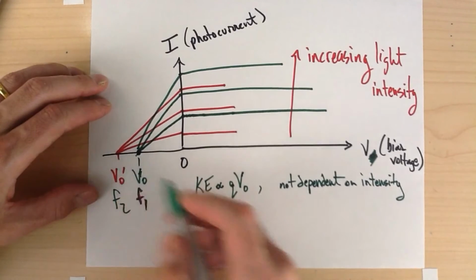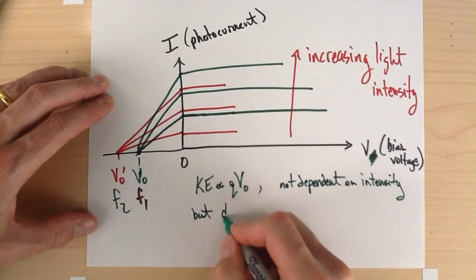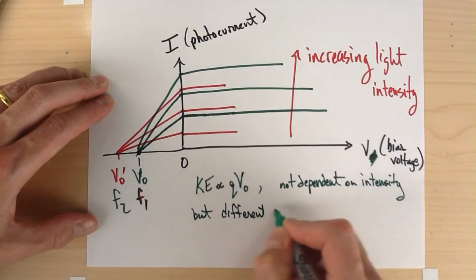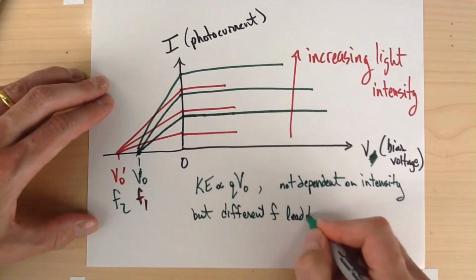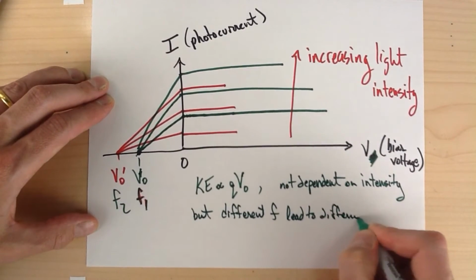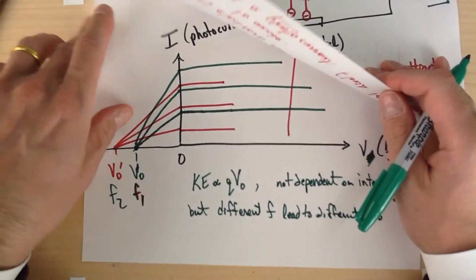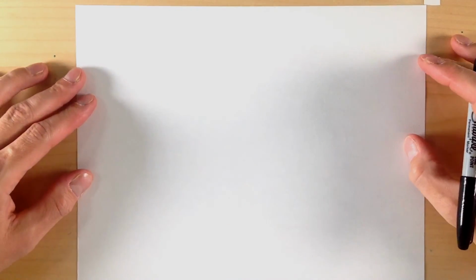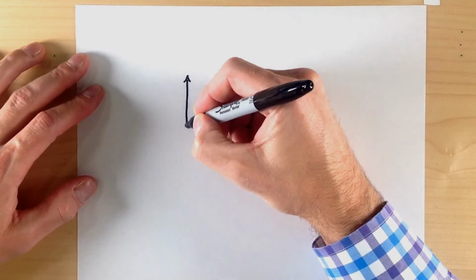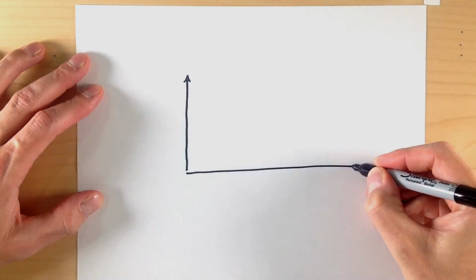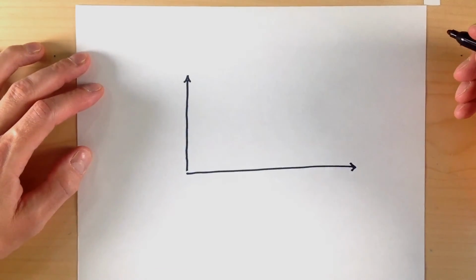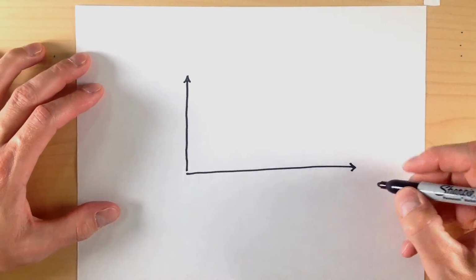But if we change the frequency, we get different bias voltages. All right, we've covered a lot of ground, but I'm coming in for a landing, so stay with me. So what does this all mean? How do we put this all together? Well, first of all, it means something about the relationship between the photoelectrons and the frequency of the photons that produce them.